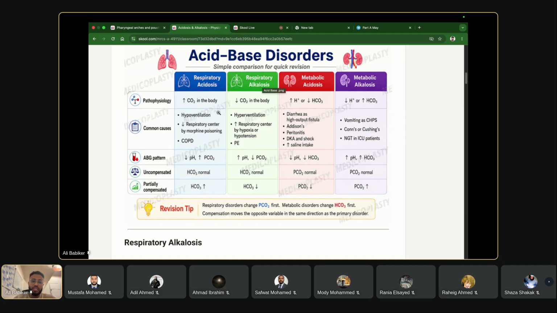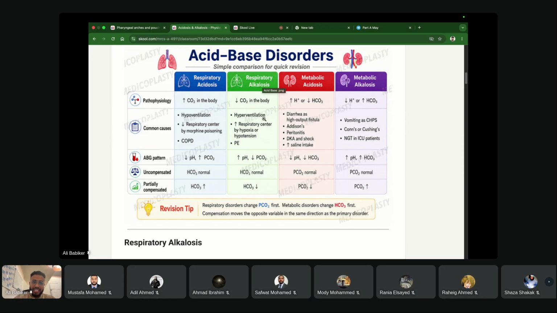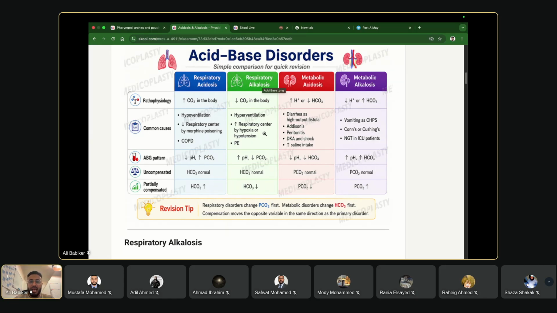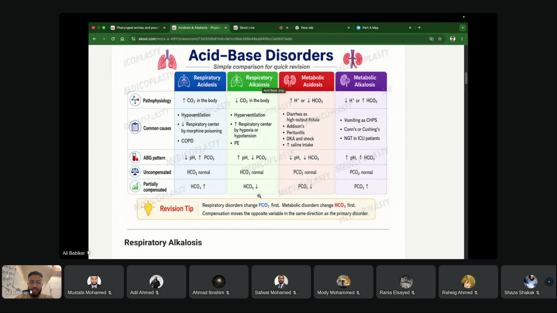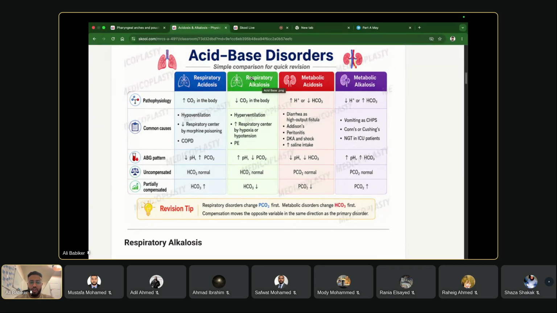By hyperventilation, if for example someone has a panic attack, very important for your exam, MRCS Part A, panic attack, that leads to respiratory alkalosis. Also stimulation of the respiratory center by hypoxia or hypotension. Or, for example, if the patient has pulmonary embolism, because the patient with pulmonary embolism will be hyperventilating, tachypneic and tachycardic. If it's uncompensated, the HCO3 will be normal. If it's partially compensated, the HCO3 will be on the lower side. Why? Because you have alkalosis, right? So your body will try its best to get the bicarbonate outside in the urine, because bicarbonate is alkaline and your body is already alkaline, so your body will push the bicarbonate outside.